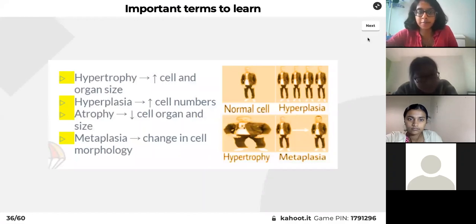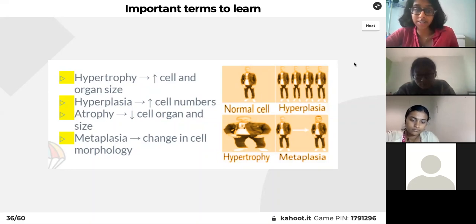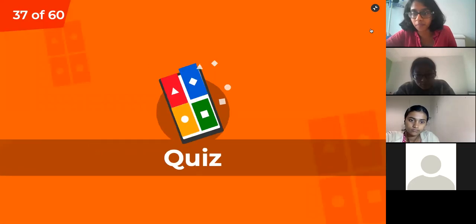Yep, so just to revise the 4 key terms from this whole lecture, we have hypertrophy. So hyper means in excess, so of course it would mean increased cell and organ size. And by that note, atrophy would mean decreased cell and organ size. Hyperplasia means increased cell numbers, and metaplasia, as we just discussed, means change in cell morphology, which means like cell shape and form.